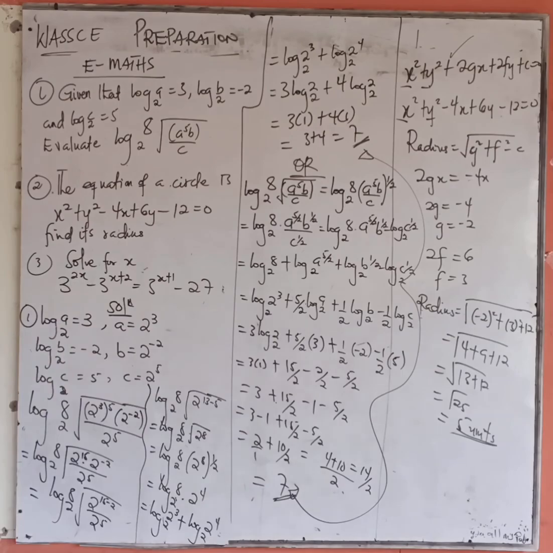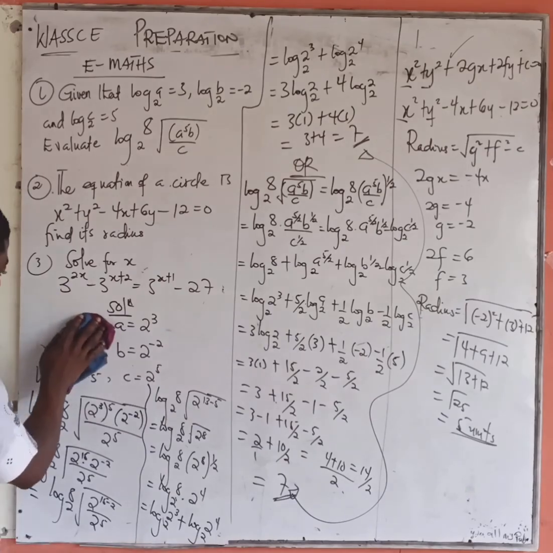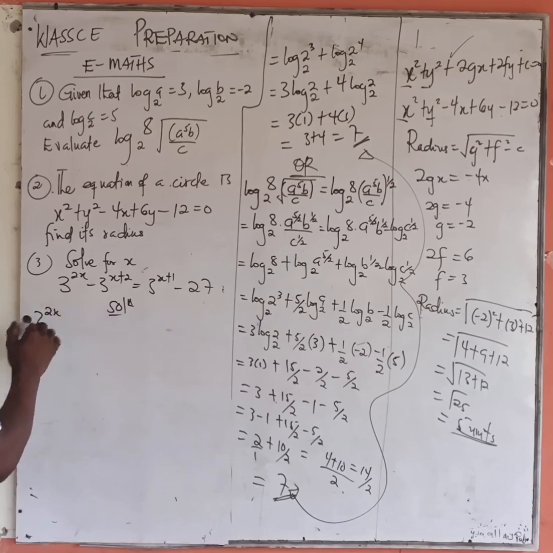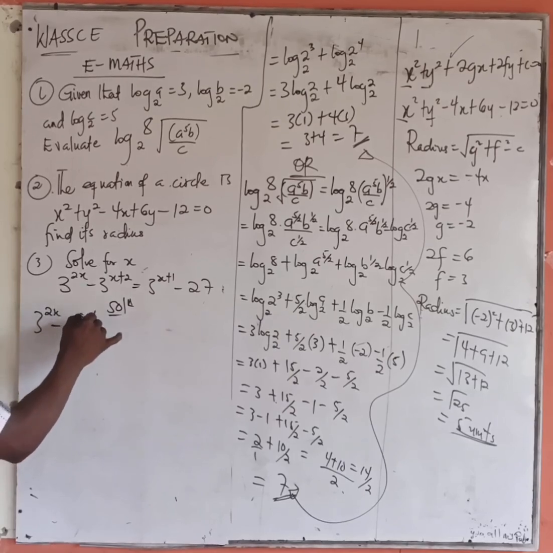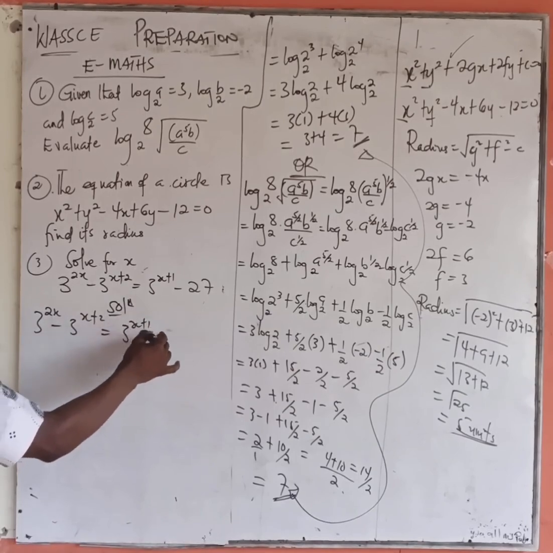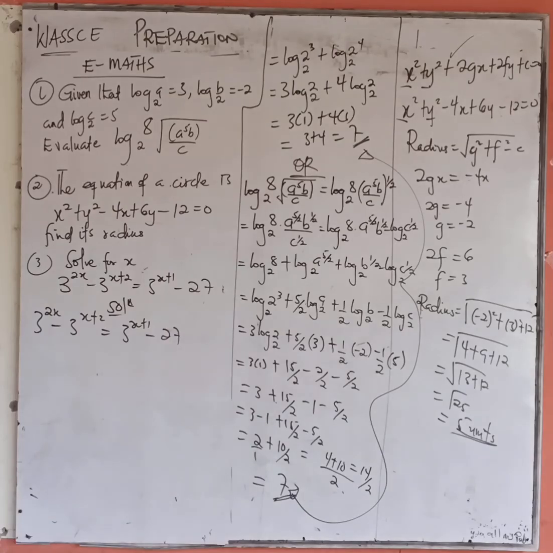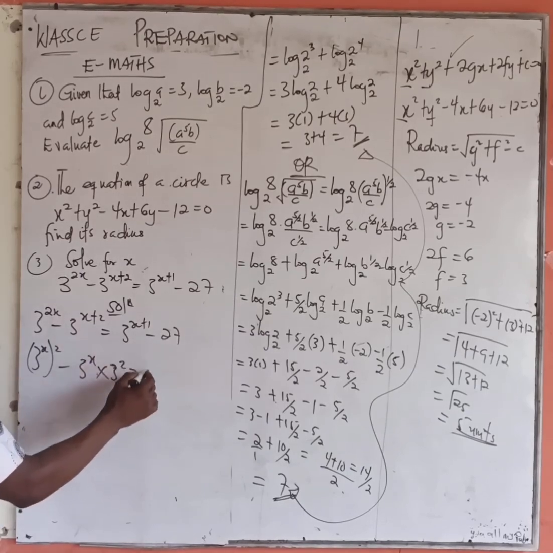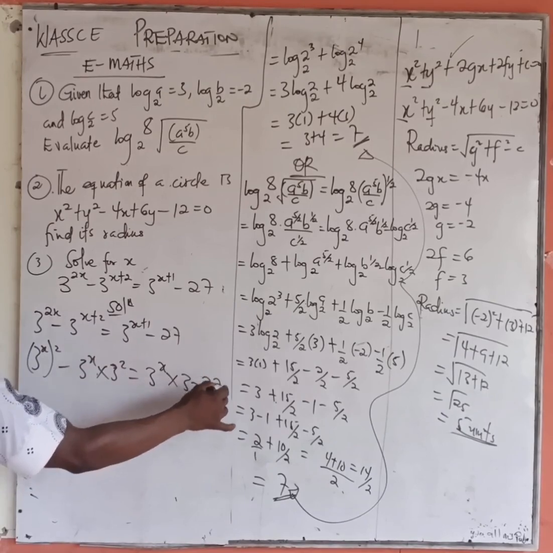So let's come to the last question. The last question says that 3 to the power 2x minus 3 to the power x plus 2 is equal to 3 to the power x plus 1 minus 27. So we just have to express these ones in their simplest form so that we can go about it. So I see this as 3 to the power x all squared minus 3 to the power x times 3 squared is equal to 3 to the power x times 3 minus 27.